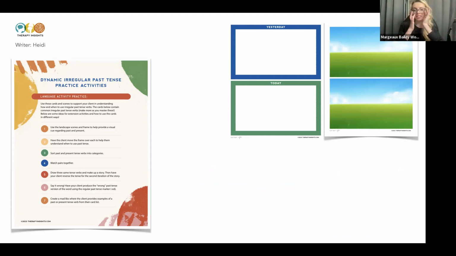Heidi, you wrote this, and we have a couple of different pages. The first one we'll talk about has numbered instructions, and then we have some images and graphics. So tell us more about your thoughts here.